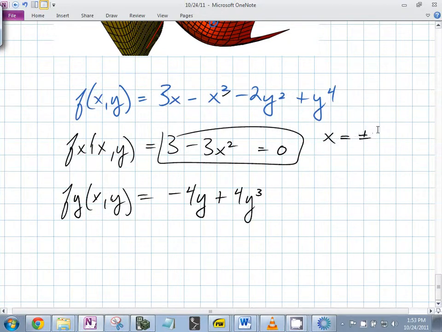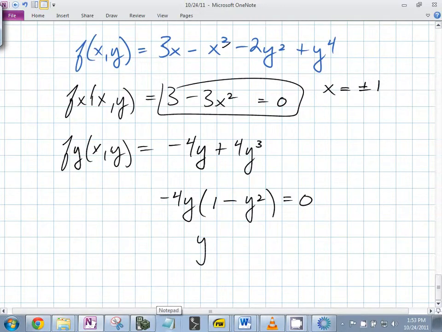And this one right here is where you guys probably fell on your face. Negative 4y times what? y squared minus 1. Is that correct? So this is when y is equal to 0, 1, or negative 1. So how many points do you see?